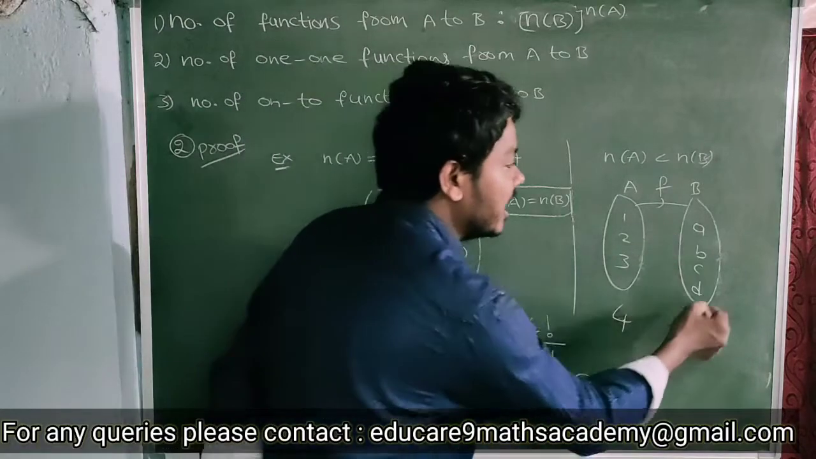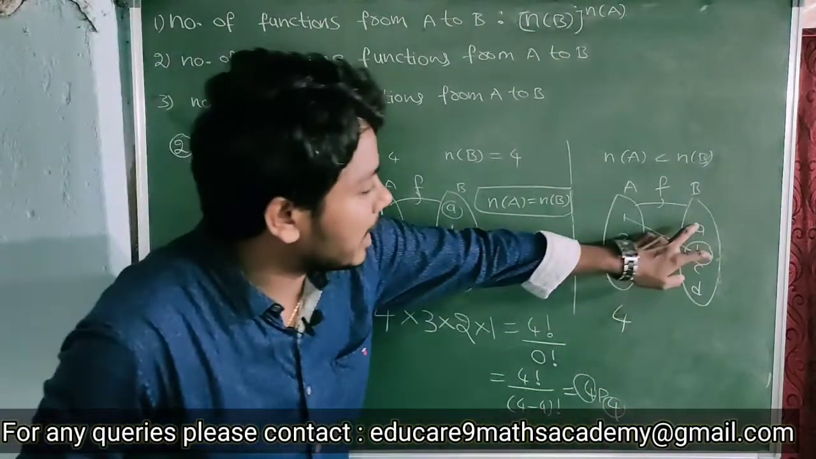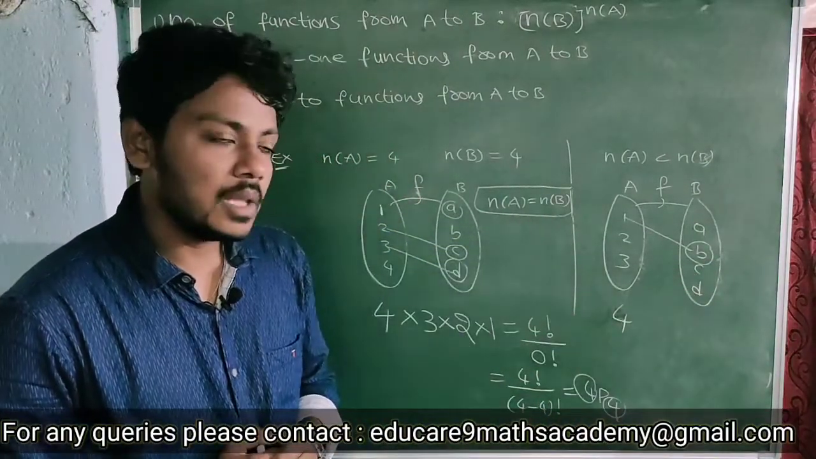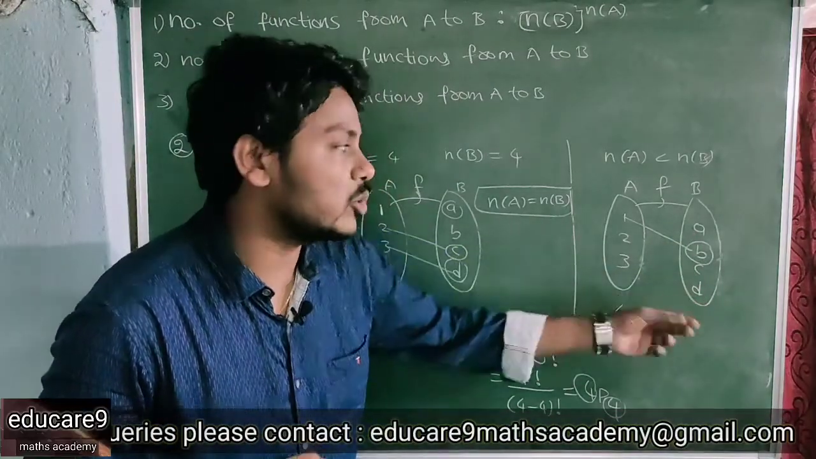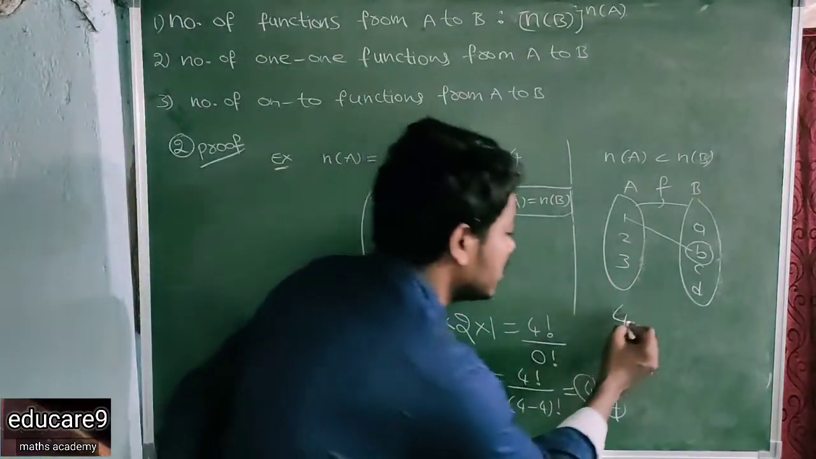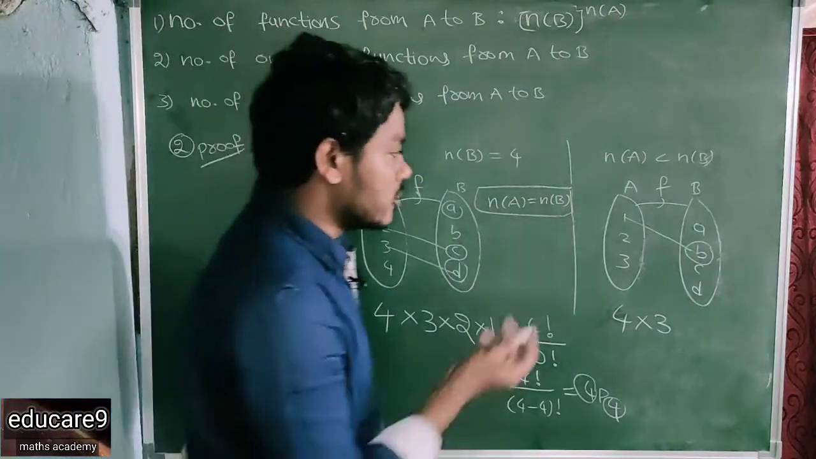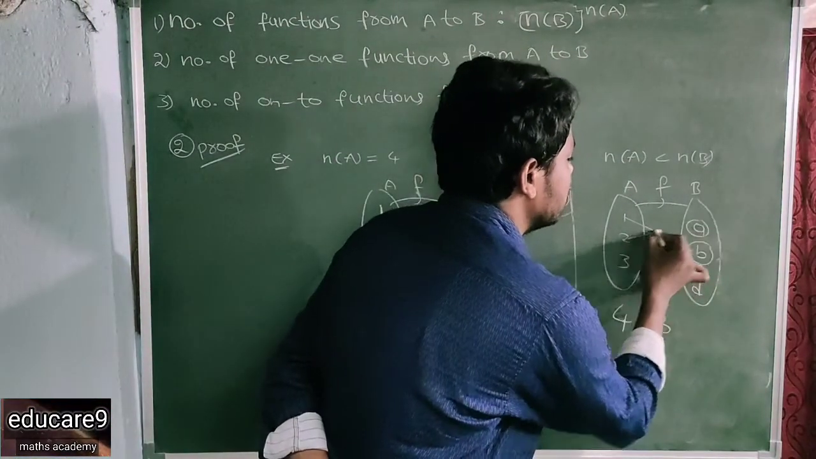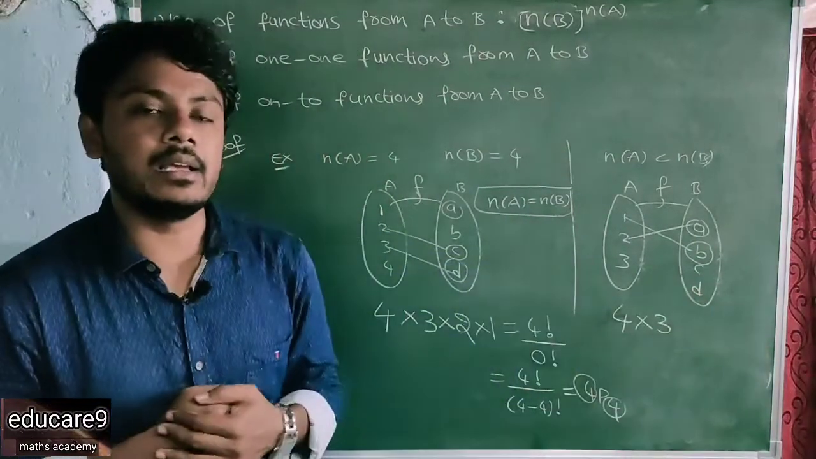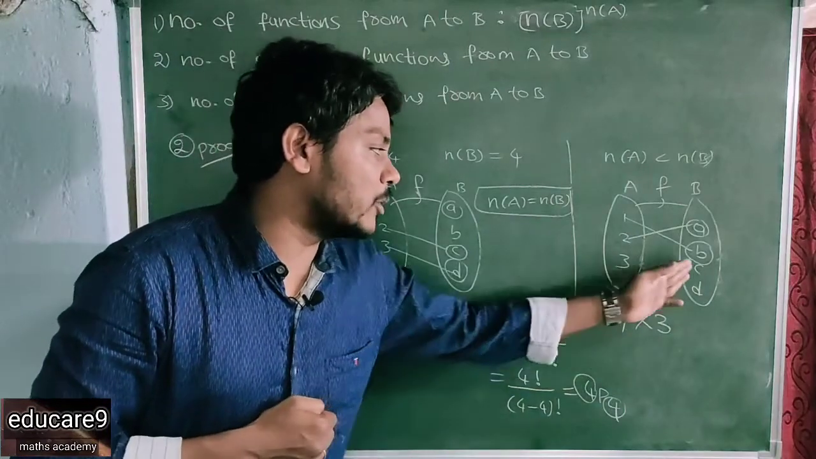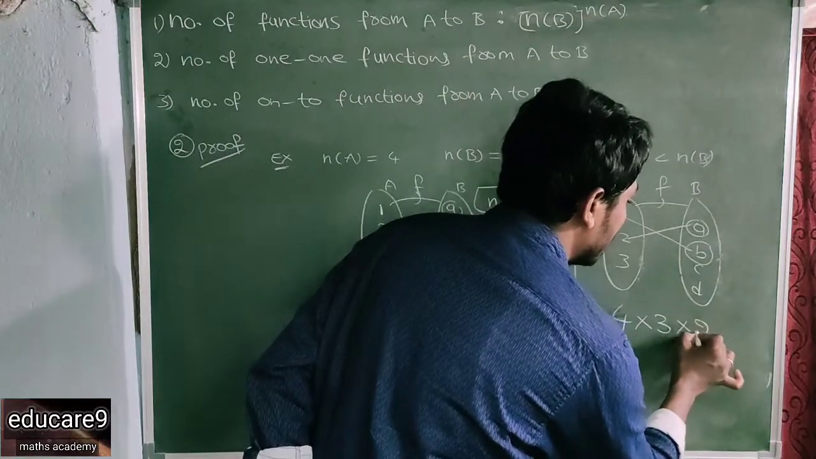So here 1 is mapped. For example, B is mapped with 1, and the remaining elements are 3. And here 2 is mapped to either A or C or D. So clearly the chances of 2 is how many? 3 chances. So for example, 2 is mapped with A. So here 2 elements are left, that are C and D, and here 3 is mapped to either C or D. So clearly the chance of 3 is 2.